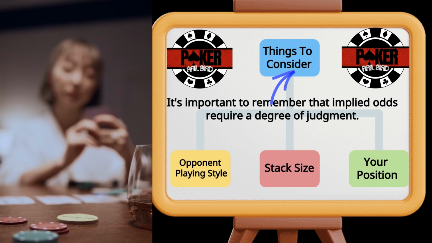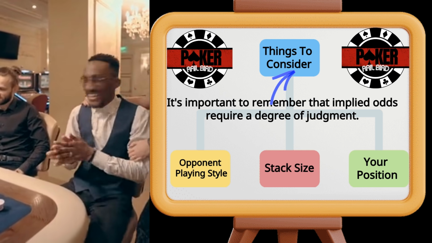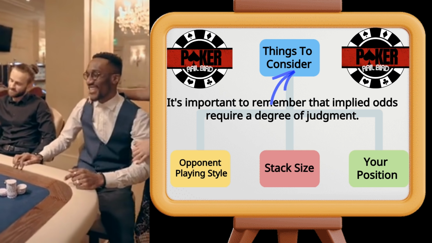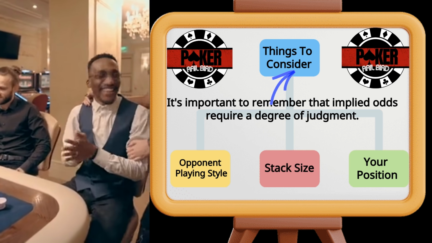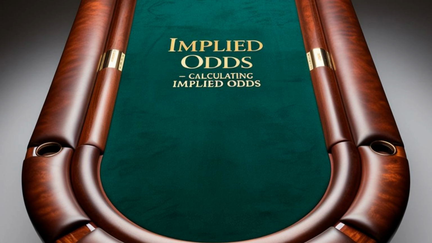It's about recognizing when a small investment now can lead to big rewards later, and equally as important, when it can't. Next, we'll talk about how to calculate implied odds step by step, with specific examples you can use in your games. Let's examine a hand where we utilize implied odds to guide our decision-making.